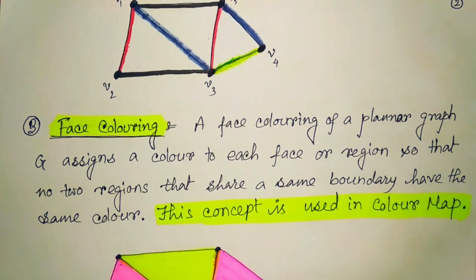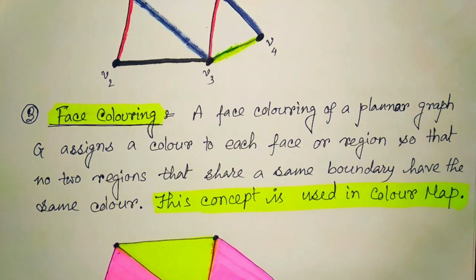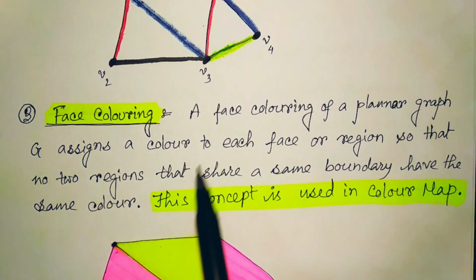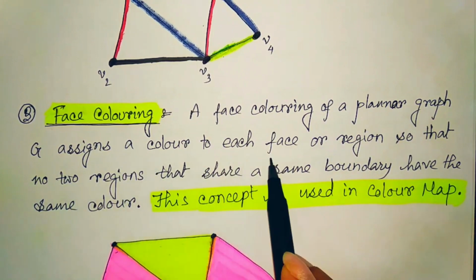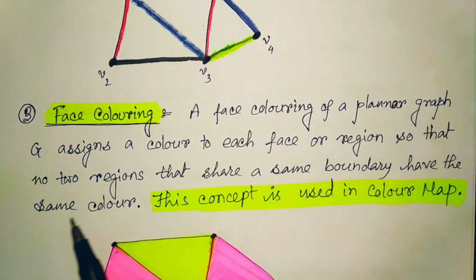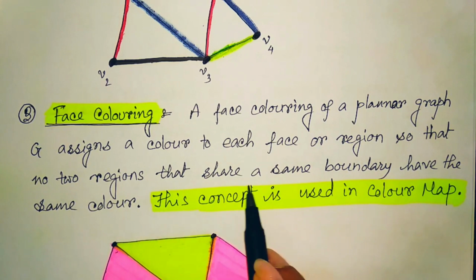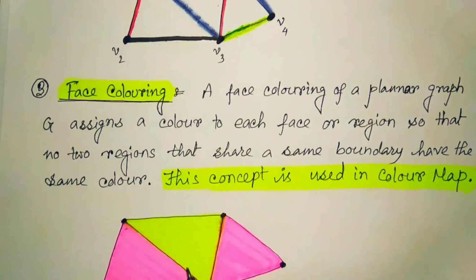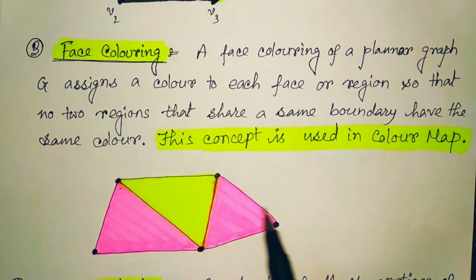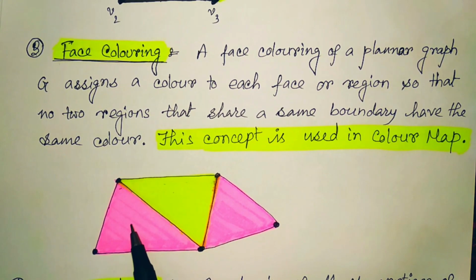One more way to color is face coloring. This is also a very important way to color a graph. A face coloring of a planar graph G assigns a color to each face or region so that no two regions that share the same boundary have the same color. So what does it mean? If this is the graph, then in this graph we should put the color according to the region. Look: 1, 2, 3 and one outer region. So these are the 4 regions given in this graph.